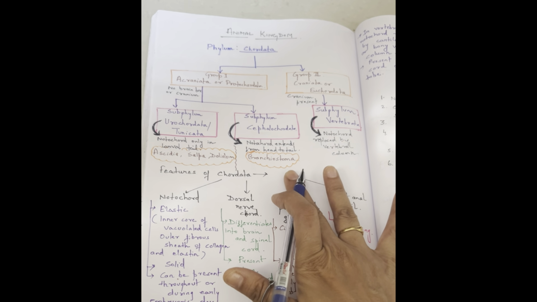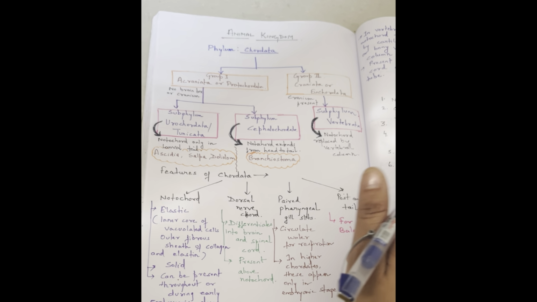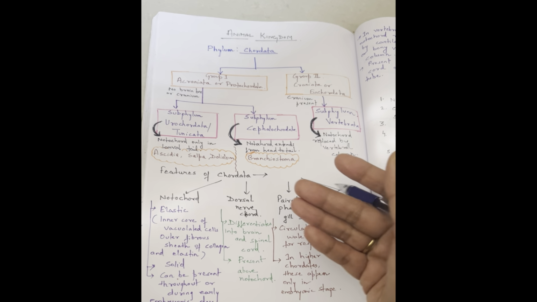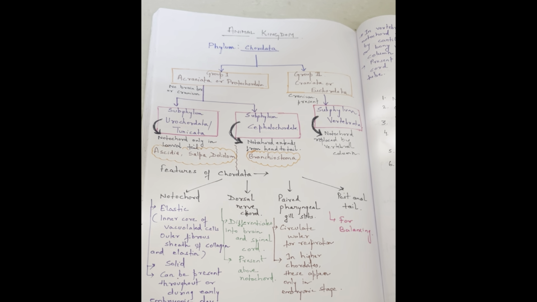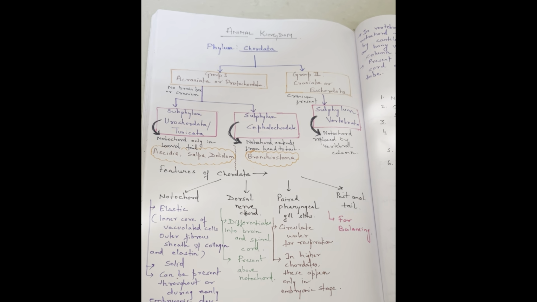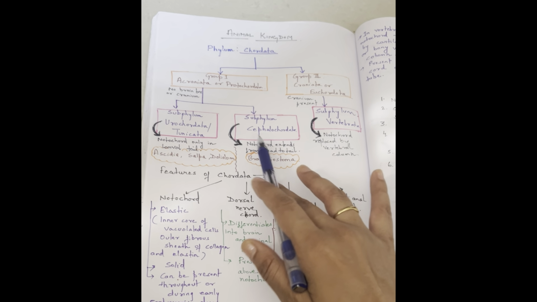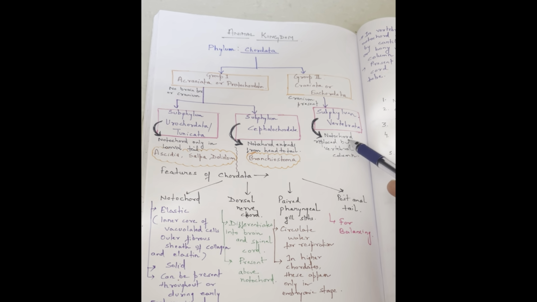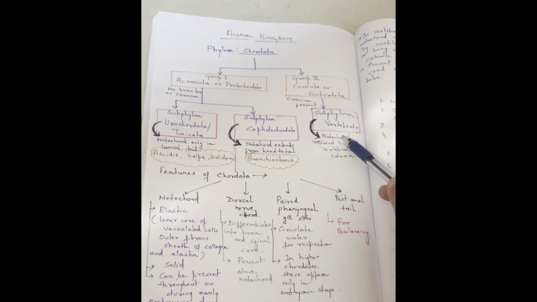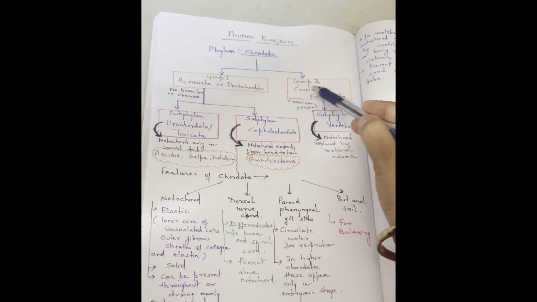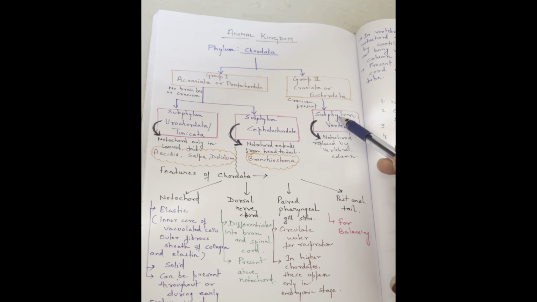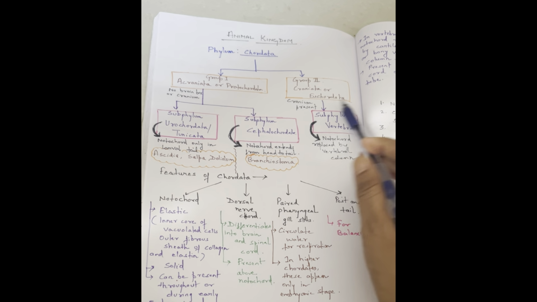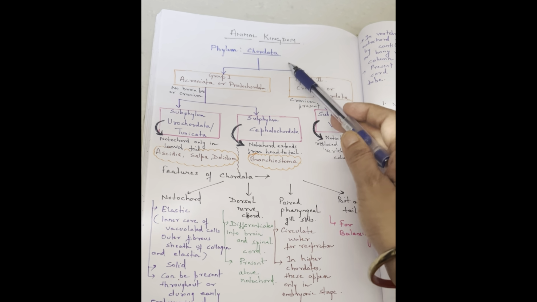So when the notochord is not present in the animals, we call them non-chordates. But when this notochord is present, we call them chordates. And when the notochord is replaced by the vertebral column, we call them vertebrata. So this is group 2. Under Crinata, we will study the subphylum vertebrata, where the notochord is replaced by the vertebral column. So this is a briefing of the chordata.